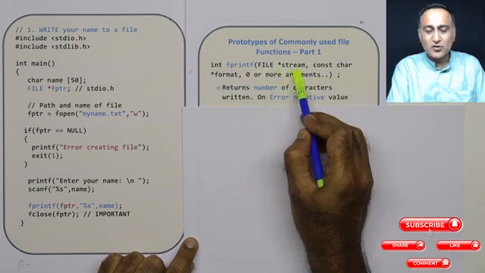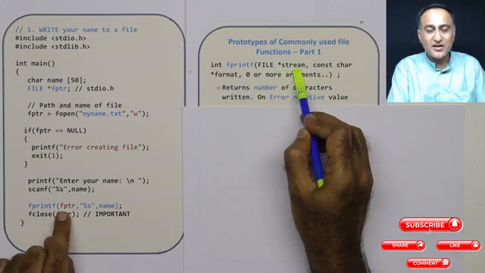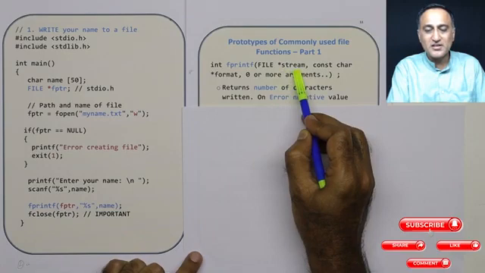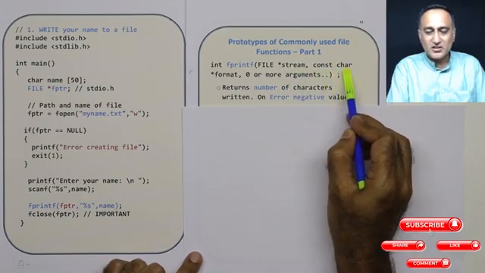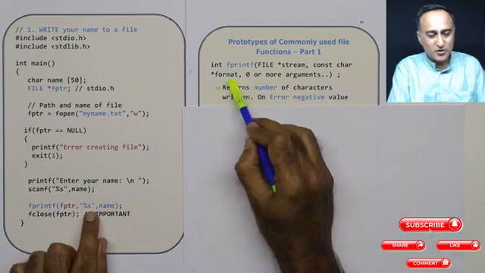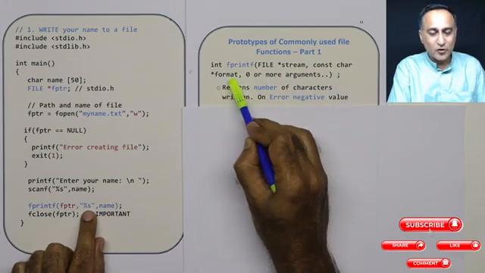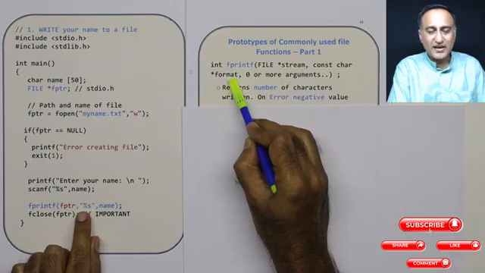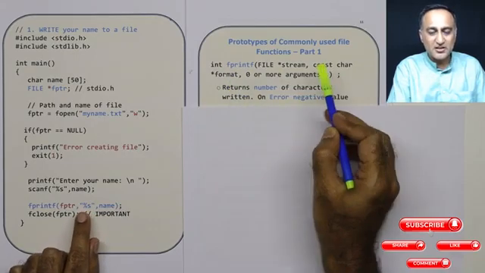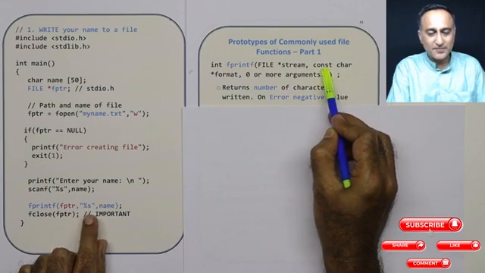FILE star stream, what does this indicate? What is my source of input? My source of input is fptr, which happens to be referring to a file on my hard disk. So my output destination is my file on the hard disk. Const char star format, whatever is in this double quote, the conversion specifier and whatever it is, this is called the constant char format. This is a pointer to a string because this is an array of characters and I should not be able to change it. That's why it is referred with the word constant.